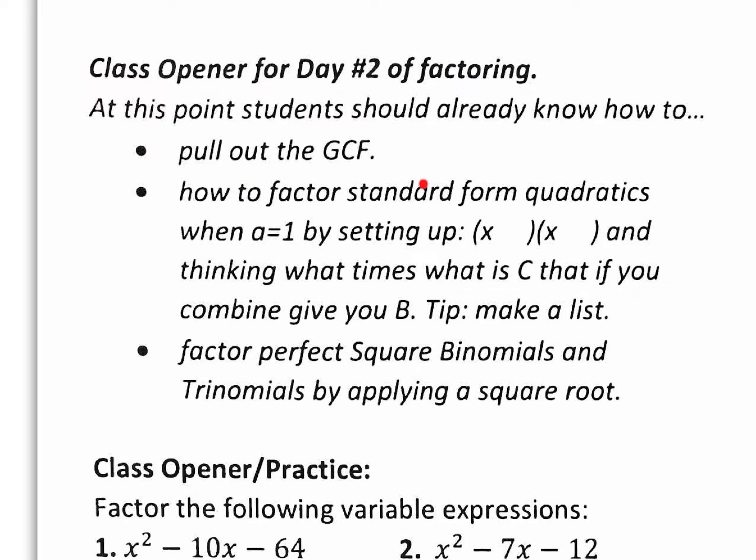Also, you should know how to factor standard form quadratics when your a value is 1. That means that when there's no number in front of the x squared, you could set up parentheses, x, and x, and then you simply think what times what is a c value that, if you combine them together, is a b value, and you put those numbers right in there, and that will be your factored form. The tip I give is to make a list. That way you can see the numbers, combine them, and see which pair of numbers works.